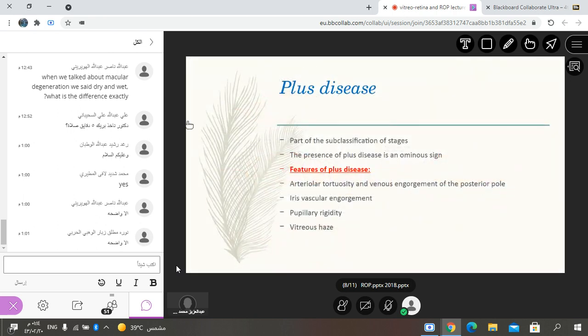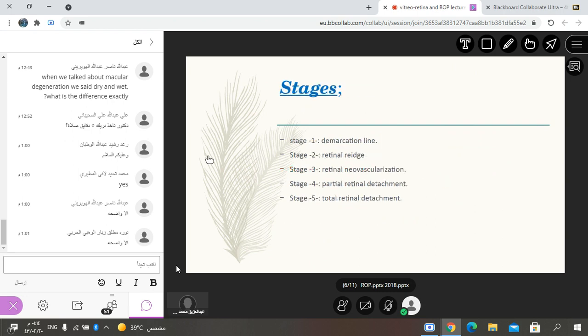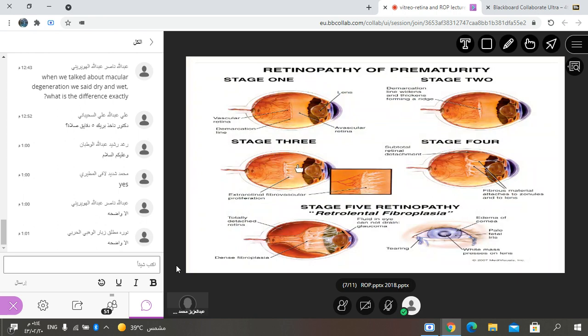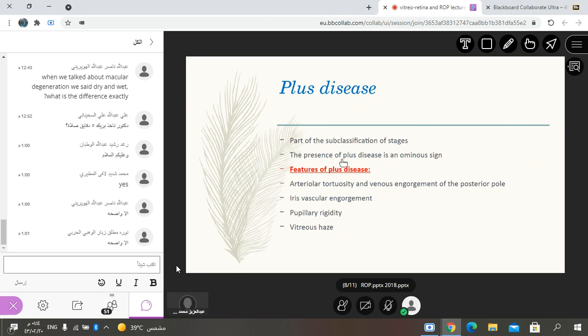Okay. Plus disease is part of the sub-classification of the stages. Either stage 1 or 2 or 3, it can happen with plus. So plus is an additive. What does plus mean? The presence of plus disease is an ominous sign.